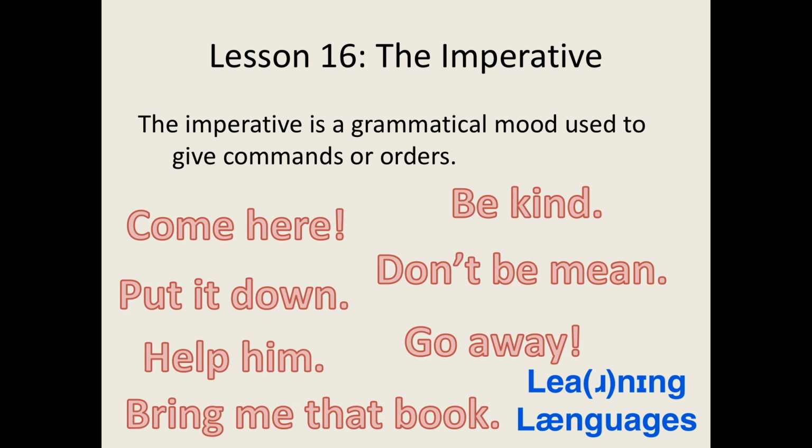Here are some English imperatives. Be kind, come here, don't be mean, put it down, go away, help him, bring me that book. As you can see, these imperatives use different verbs. We have intransitive verbs like come, be, and go, which do not take a direct object. We also have transitive verbs like help, put, and bring, which do take objects. We also have an example of a negative imperative, don't be mean.